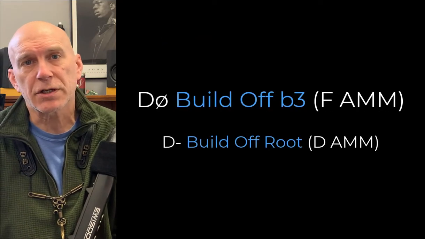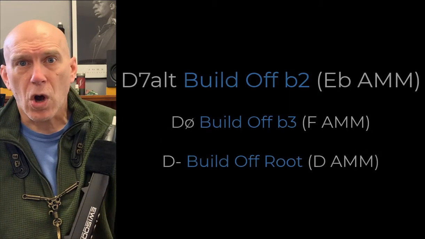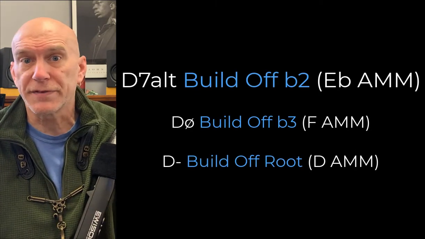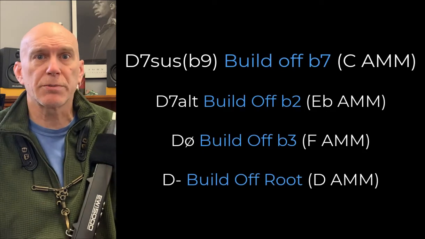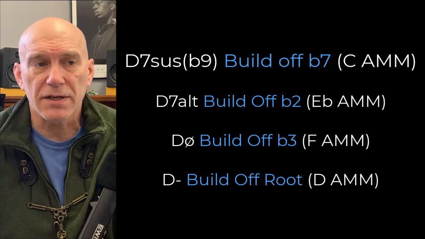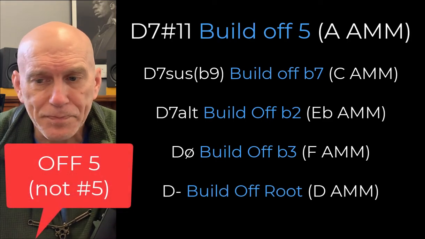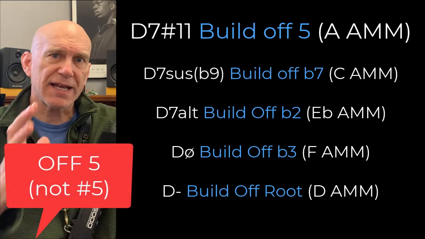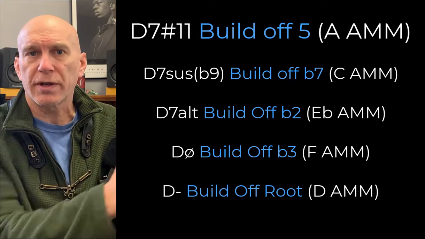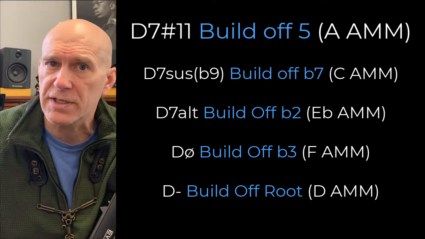So if it's a minor scale, you build it off the root. If it's half diminished, you can build it off the flat 3. If it's an altered, you can build it off the flat 2. If it's a Phrygian sus chord, you can build it off the flat 7. If it's a sharp 4 dominant chord, you could build it off the sharp 5. And that really takes that whole altered world and makes it available with these very interesting shapes.